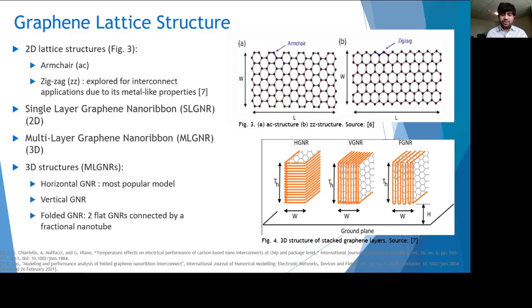In this particular figure, figure 4, the FGNR is horizontal. The folds in the FGNR are actually fractional carbon nanotubes. If you remember from a couple of slides ago, carbon nanotubes are one layer of graphene rolled into a cylinder or a tube. So in this case, the fold is a fractional carbon nanotube because it's a graphene layer folded into a semicircle. So it's essentially a fractional carbon nanotube.